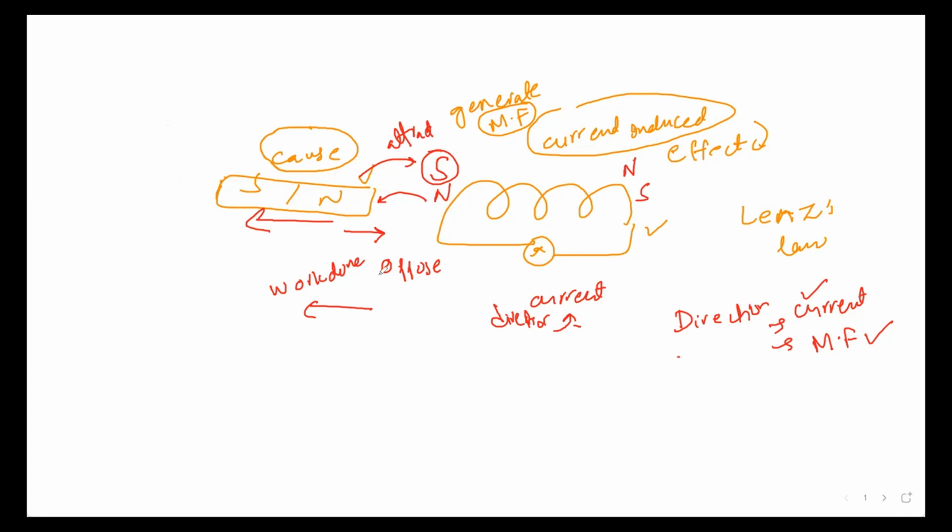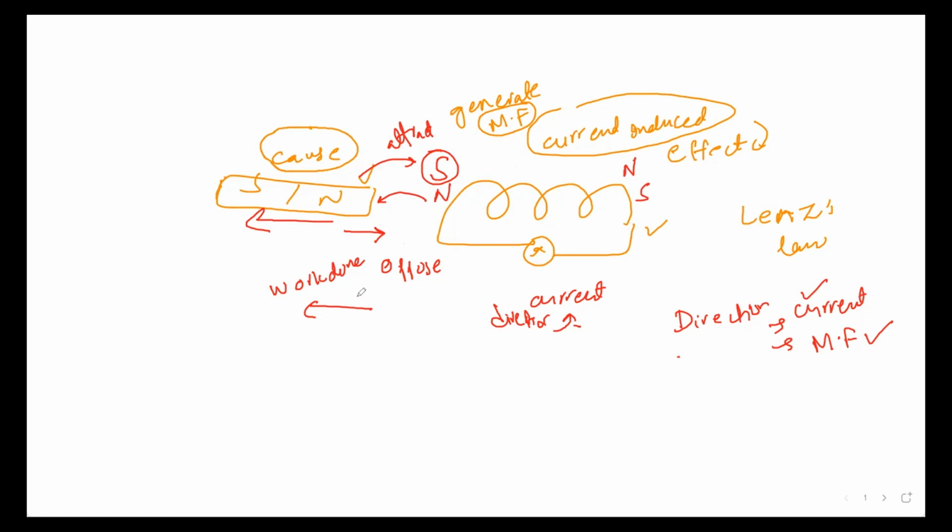So when we are moving the magnet towards it, the induced current will generate its magnetic field in such a way that it will put its north pole in front of it and it will oppose it. It will not allow the magnet to come further closer to it. Okay, and why is this happening? Because due to the current induced by this magnet, the coil has generated its own magnetic field and now it's opposing the magnetic field of the magnet.